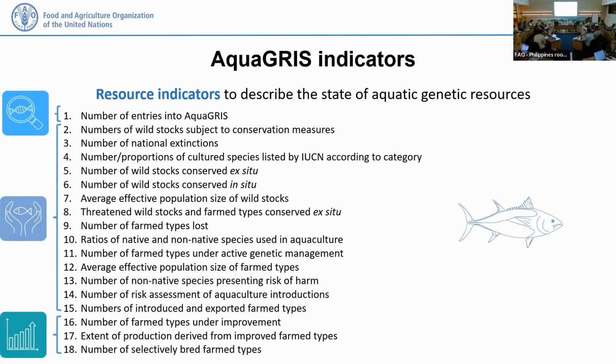But the indicators are designed specifically for looking at progress against the global plan of action, and they can be applied by countries to look at that. But some of the indicators could also be applicable to, for example, the Kunming-Montreal Global Biodiversity Framework. One of their headline indicators is effective population size. We are trying to collect that information. It's not easy for many species.